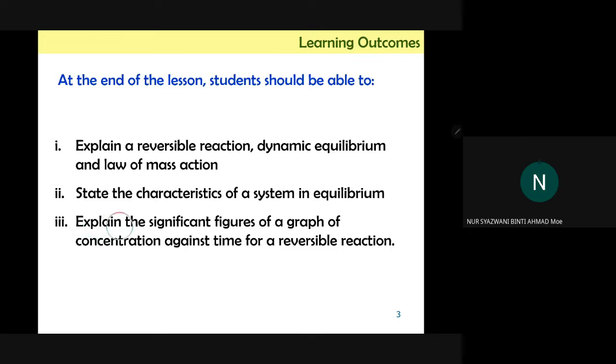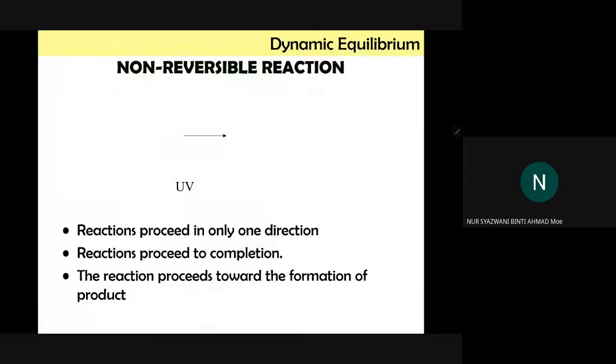and then we should be able to explain the significant figures of a graph of concentration against time for a reversible reaction. So kita kena boleh tengok graph and then kita kena boleh nyatakan apa yang kita boleh dapat daripada graph itu. Okay. So with that said, let's have a look.